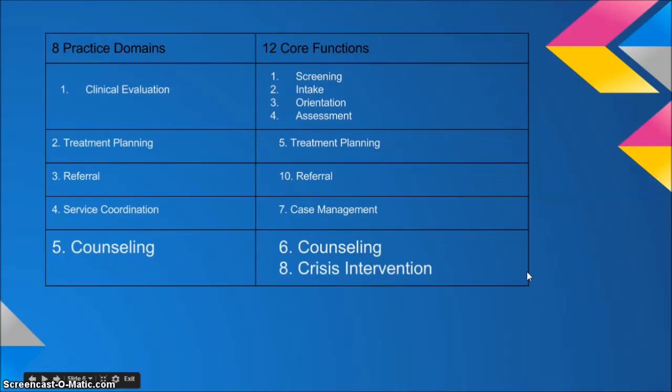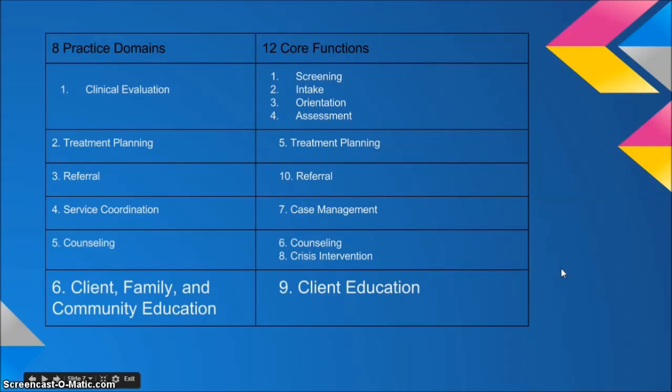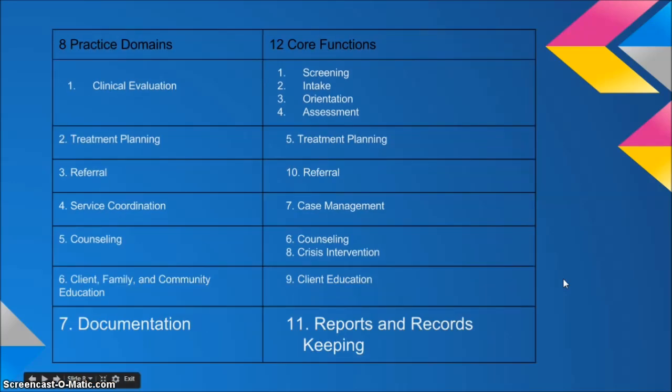Then we have counseling, and for the 12 core functions, they have included crisis intervention as well, so it is part of counseling. Then we have client, family, and community education, and this is just listed as client education, but it includes the family and the community as well. Documentation has to do with reports and records keeping. It requires the same functions and responsibilities, just the name changes.